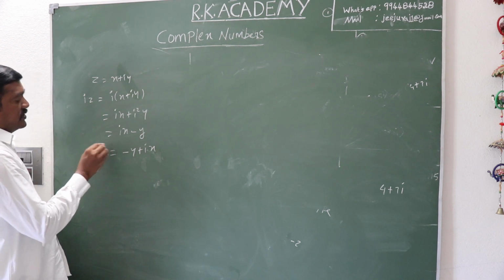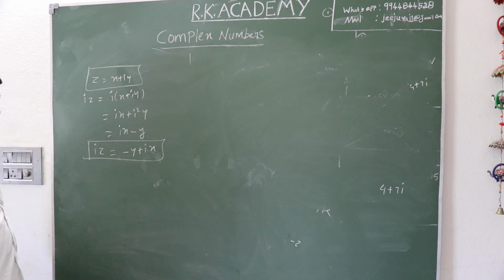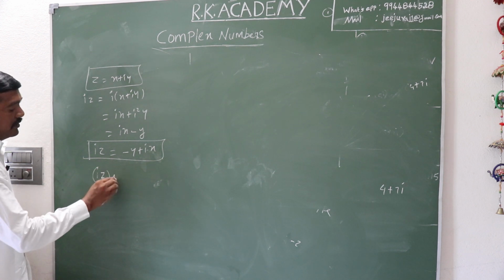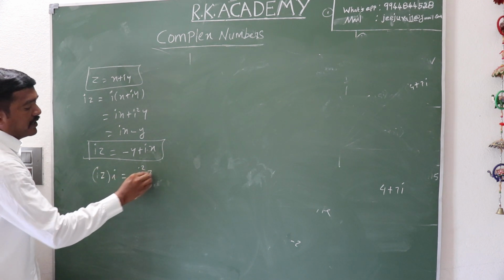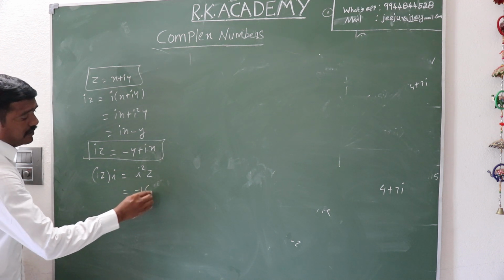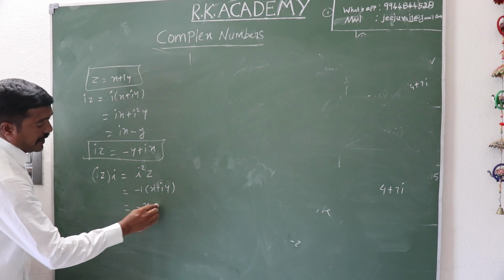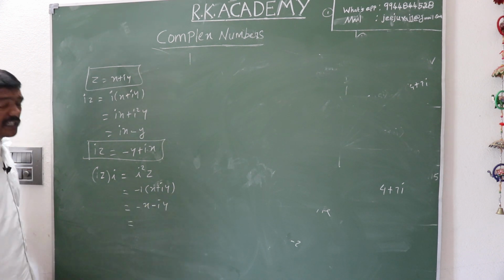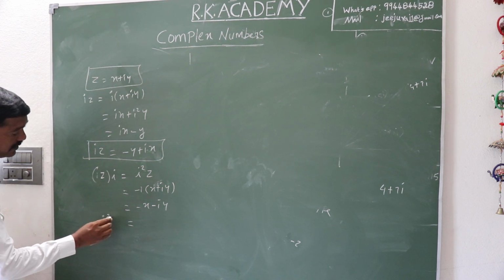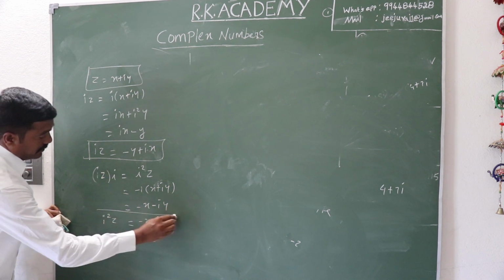So that is iz. Now I am going to multiply iz by i. So i square z. What is i square? It's minus 1 into x plus iy. So minus x minus iy. It's in the third quadrant. Okay, this is i square z. So minus x minus iy.